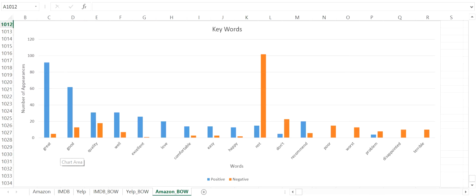So like for instance, for Amazon reviews, the word great appears over 90 times in positive sentences and only less than 5 times in negative sentences, whereas the word not appears less than 20 times in positive sentences and over 100 times in negative sentences.